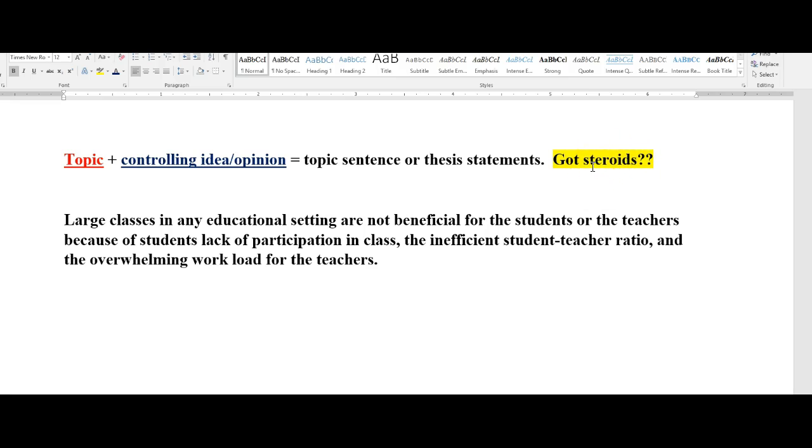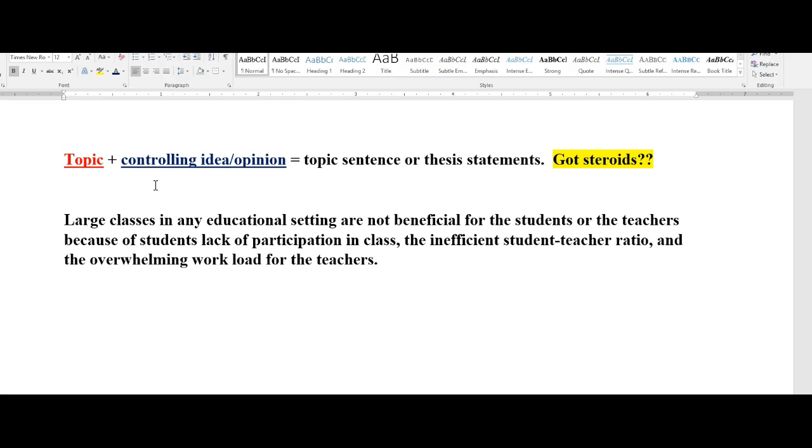So let's just take a look back here. We need a topic plus a controlling idea, or what Mr. Norris calls an opinion, and then this will equal your topic sentence or your thesis statement. I like to use the word controlling idea because it controls what the writer is going to tell you. The writer has to stay in control and cannot go off topic. So let's take a look.